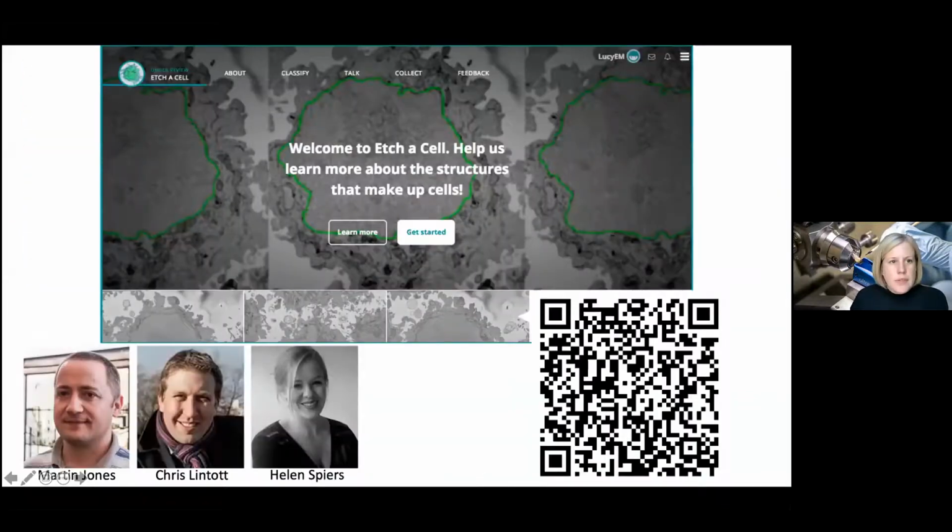Given that we're so limited in experts to do the segmentation, Martin Jones, who runs our microscopy prototyping side of the lab, had the idea to go to citizen science, so to use a much larger number of non-experts. And with Chris Lintott, who runs the Zooniverse Citizen Science platform, and Helen Spears, who is the Zooniverse biomedical lead and now a CZI imaging scientist between Oxford and the Crick, set up this project EtchAcell.